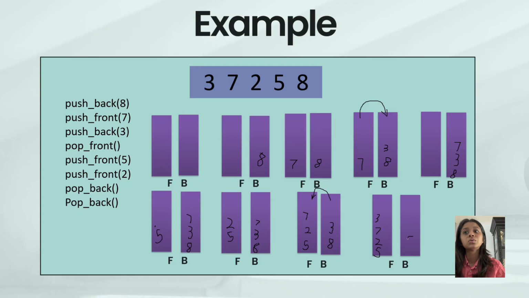So to implement a deck using 2 stacks, we need to check the top element is 3. So 3 comes to the front side of the deck. And then 7, 2, 5, we need to write it. And then 8 means the top element in the back stack. So 8 comes to the back stack or rear stack. So this is how we implement a deck using 2 stacks.